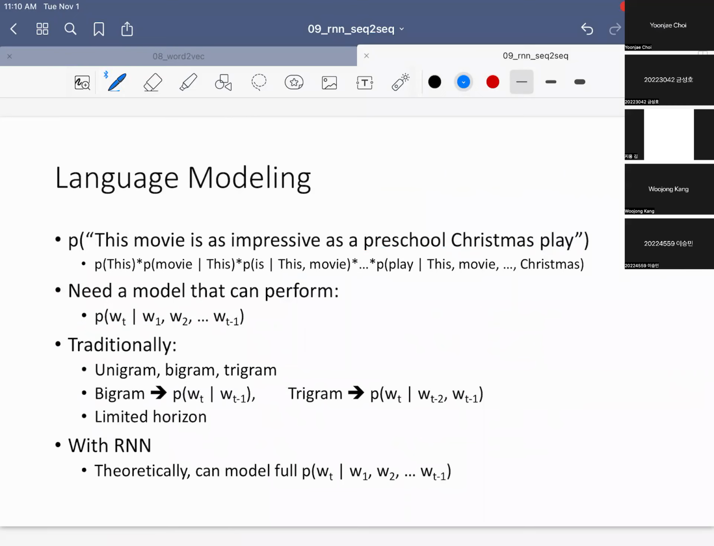Traditionally, people used to do unigram, bigram, or trigram models. If you're familiar with this, good for you. Unigram means you only look at one word at a time. Bigram means you consider two words at a time. Trigram means you consider three words at a time. There could be 4-gram, 5-gram, 6-gram. Basically, you call them n-grams.